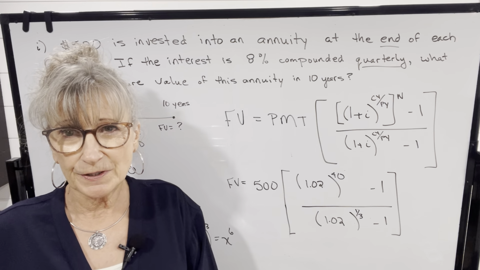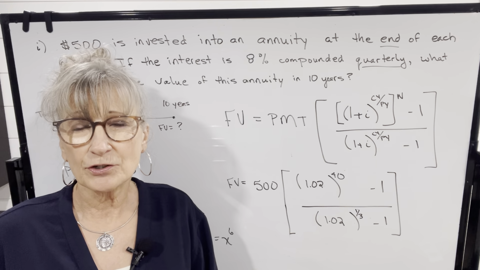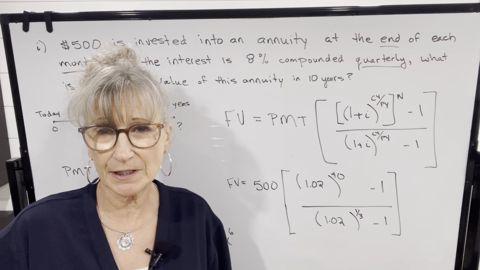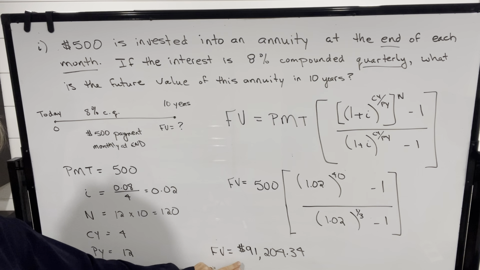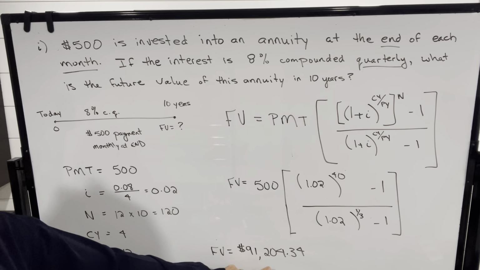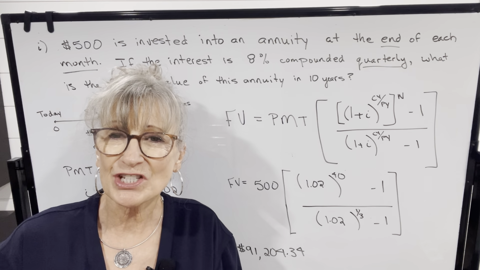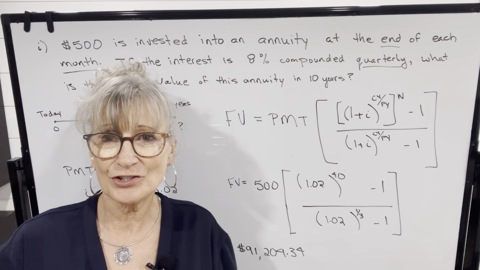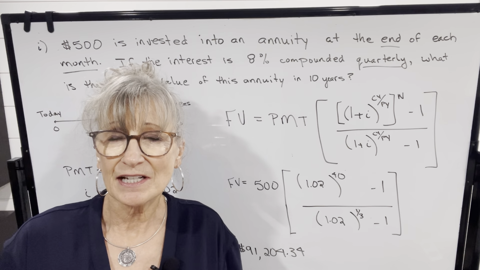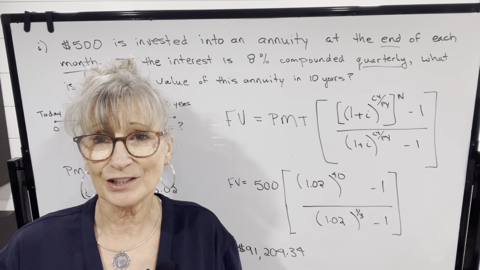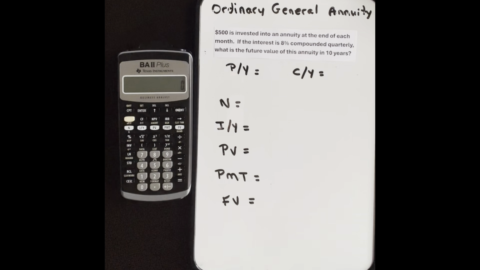If you don't want to do the simplifications that I did first, that's fine. Just be very careful when you're entering it all into the calculator. Either way, we'll get a future value of $91,204.34. Fortunately, there's a much easier and shorter way of doing this calculation, and that is by using the Texas Instrument BA2 Plus calculator.